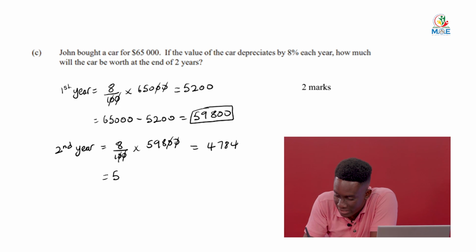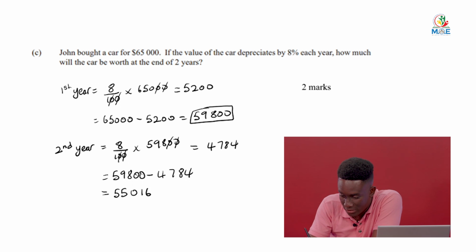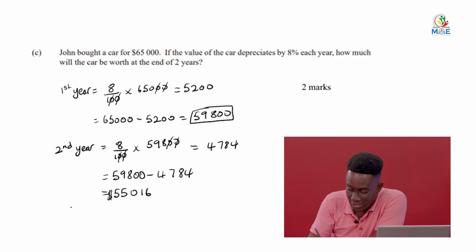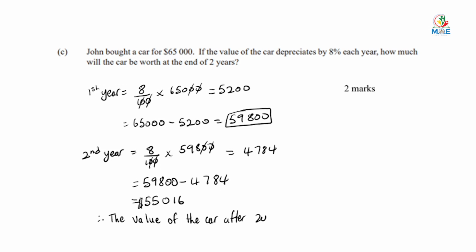So 59,800 subtract 4,784 would be equal to $55,016. So this would be the value of the car after 2 years. So therefore, the value of the car after 2 years is $55,016, and that will be the value of the car after 2 years. So we do not need the formula, you just need to calculate the depreciation after every year.